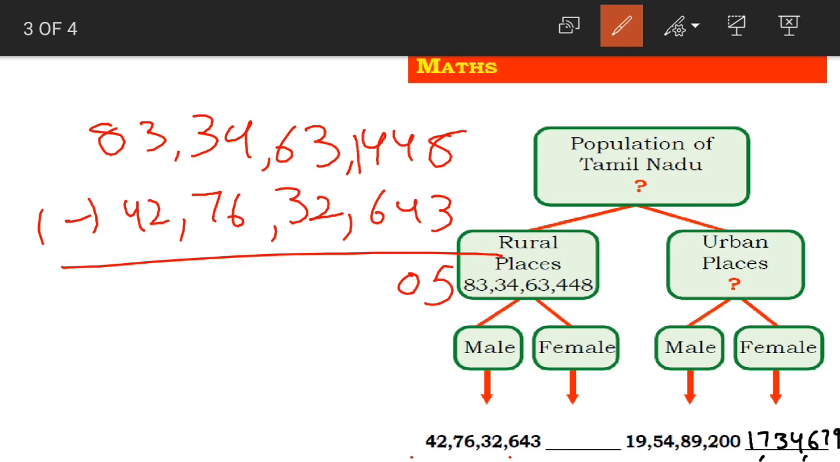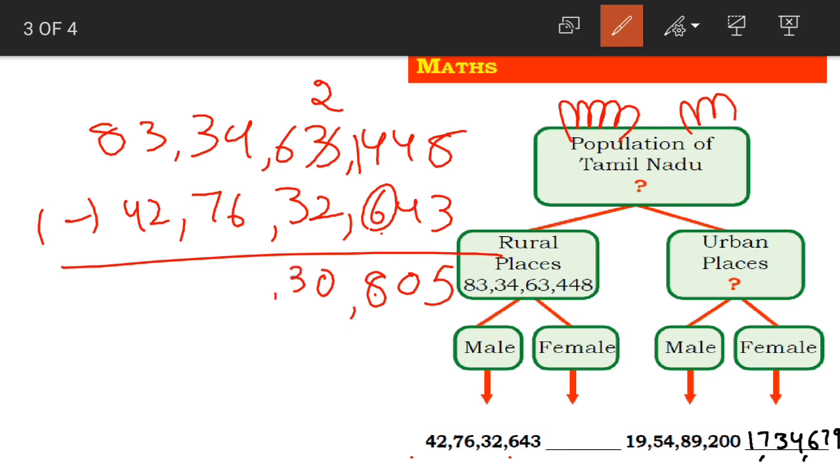are borrowing. 4 becomes 14, 3 becomes 2. 14 minus 6 is how much, children? Keep 6 in mind. After 6 start counting. 7, 8, 9, 10, 11, 12, 13, 14. How much? 8. So 8 is our answer here. Now 2 minus 2 is 0, 6 minus 3 is 3.